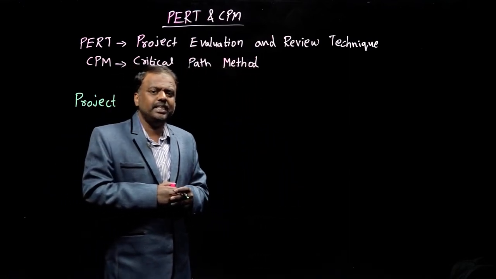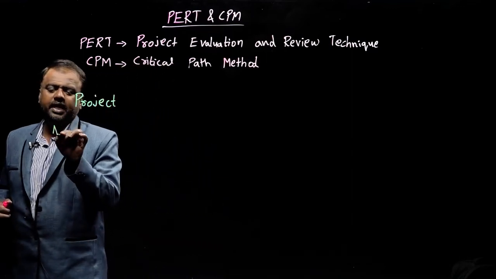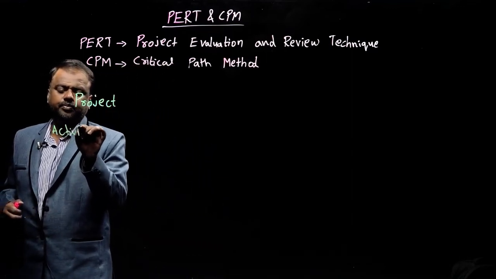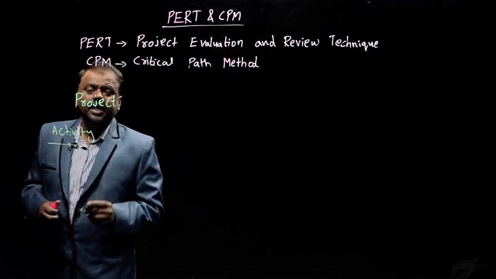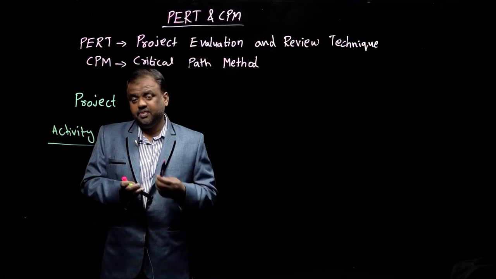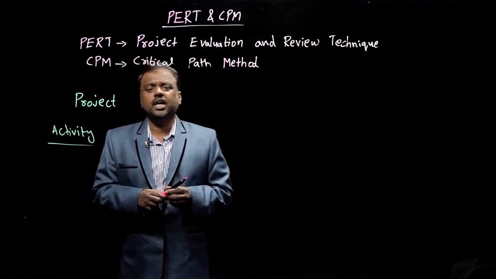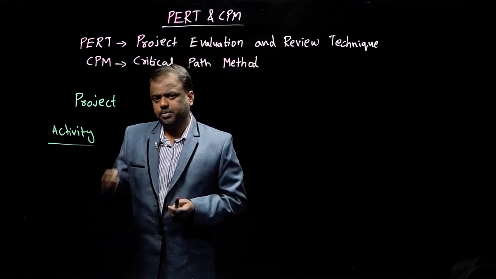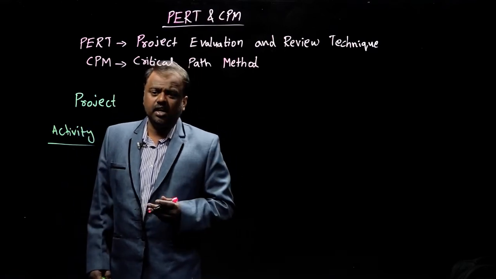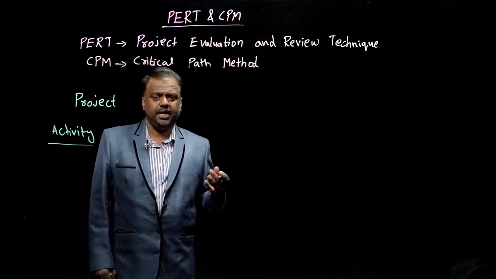Now we said project is a combination of interrelated activities. Next, what is meant by activity? Any task or any work is called an activity. So simply we can say activity means a task which consumes some resource or time to complete it. What is meant by activity? Activity is a task which requires or consumes some resource or time to complete it.